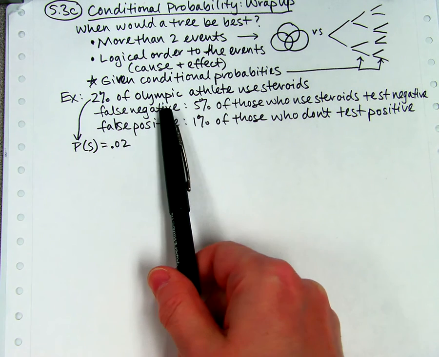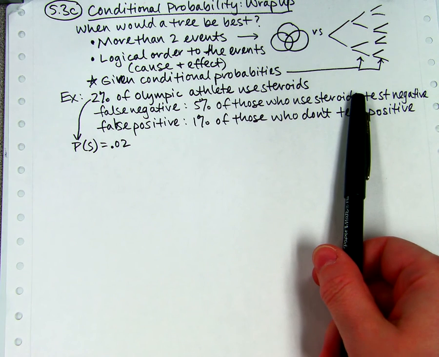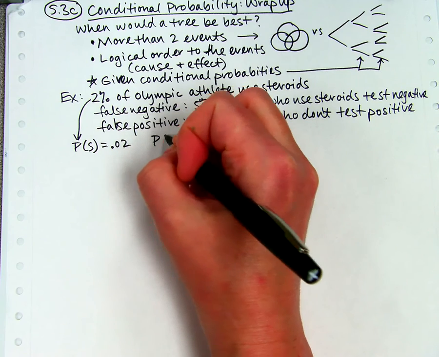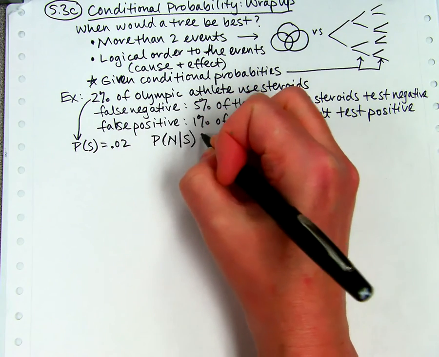This false negative thing is 5% of those who use steroids. That's my given information, and then they test negative. So that would be the probability of testing negative given that they use steroids, and that's the 5%.